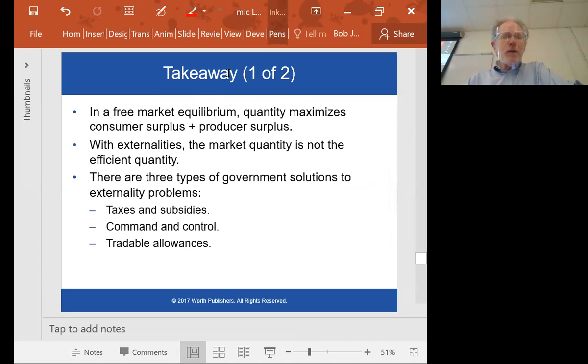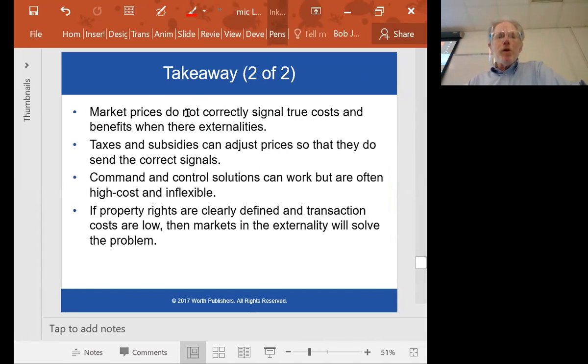All right, and this is just a summary. In a free market equilibrium, the quantity produced will maximize the gains from trade, consumer surplus and producer surplus. When you have externalities, the market quantity is not efficient. We talked about these three different types of policies that could be used. Market prices do not correctly signal true costs and benefits when there are externalities. You want to be sure you understand that basic idea. Okay? And then this just summarizes the other things we talked about.